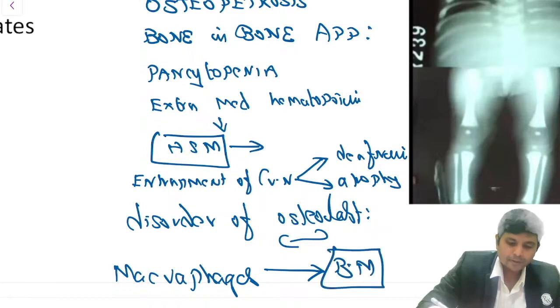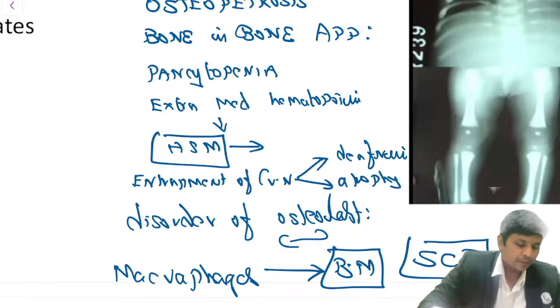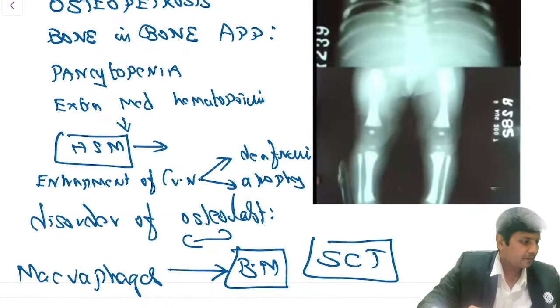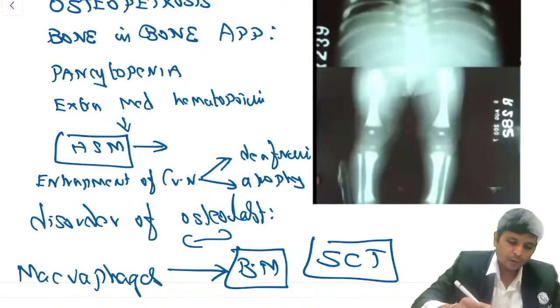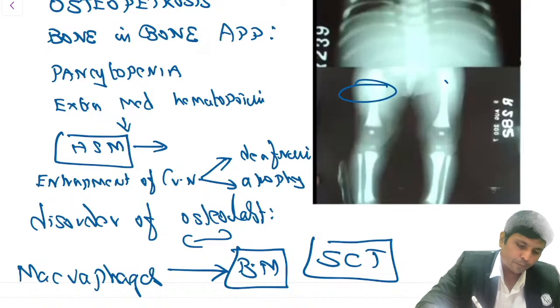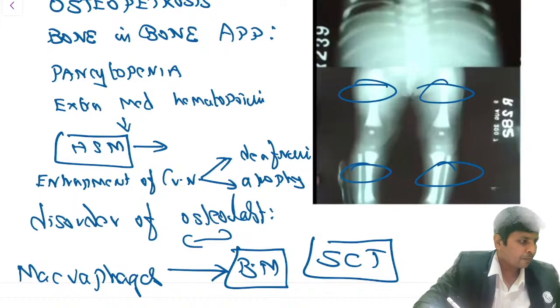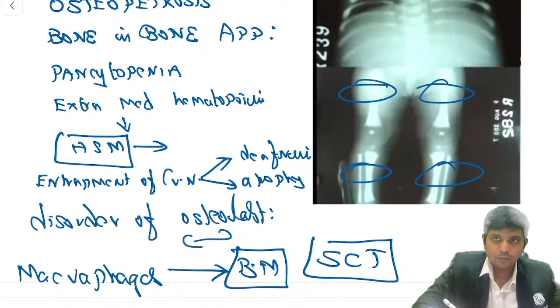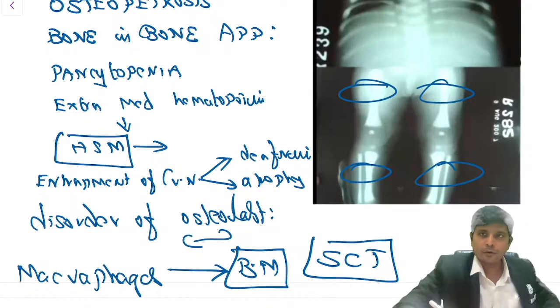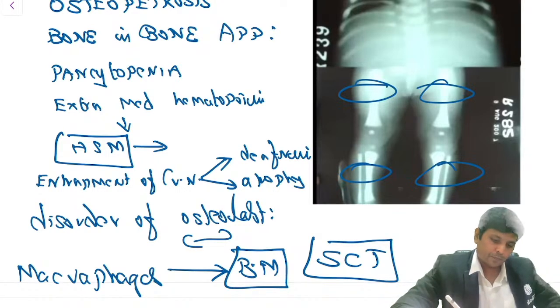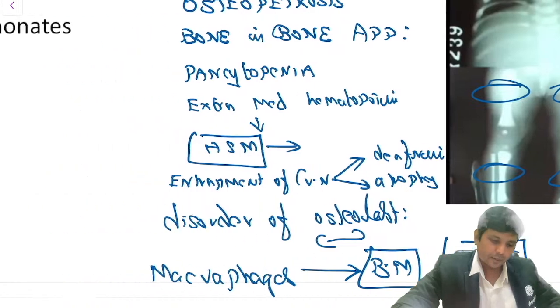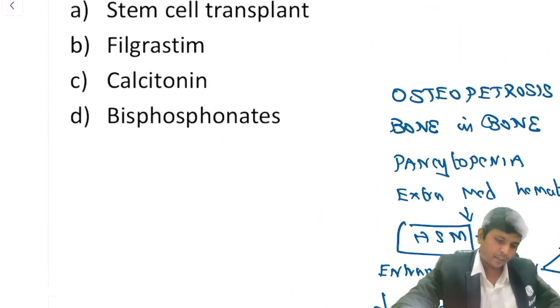So what is the treatment of choice? The treatment of choice is stem cell transplant. This is the classical X-ray of bone within bone appearance. The treatment of choice is stem cell transplant.